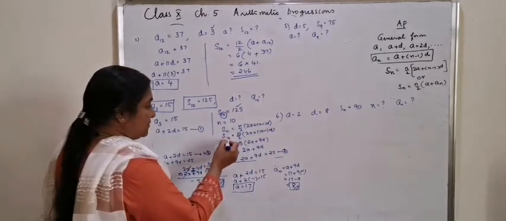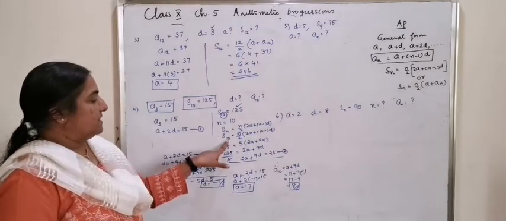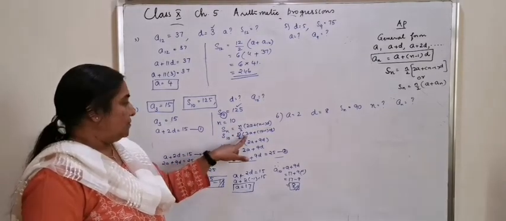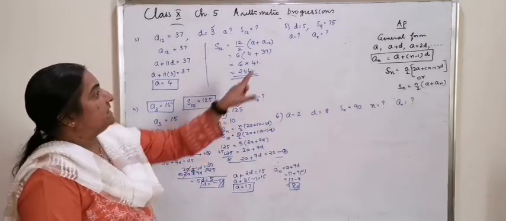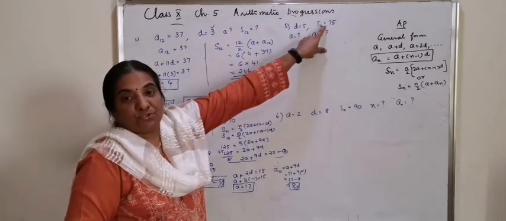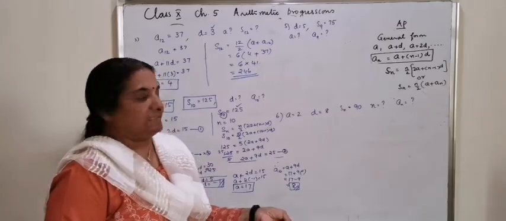So how do you substitute? S10 is equal to 10 by 2, 2A plus 10 minus 1 into D. This is needed in the next question also. You can directly write it.